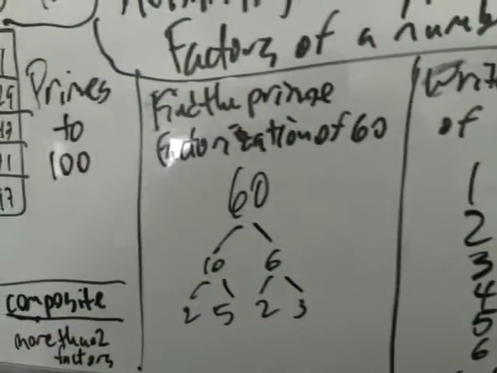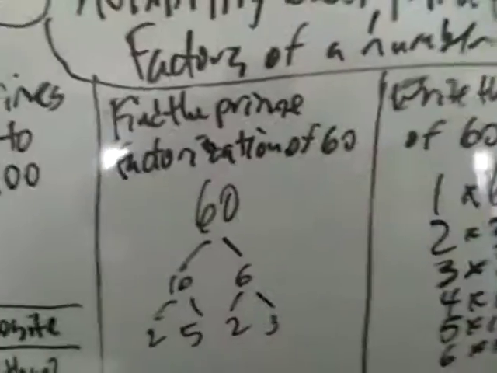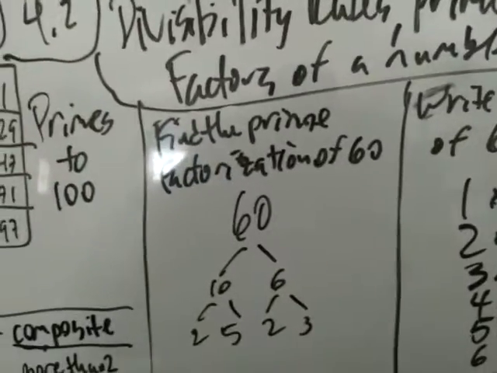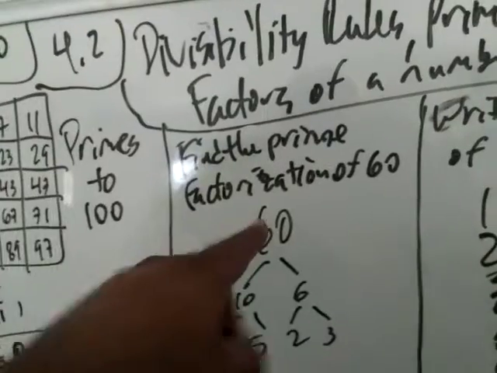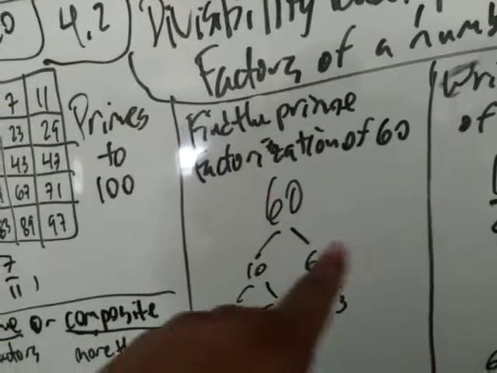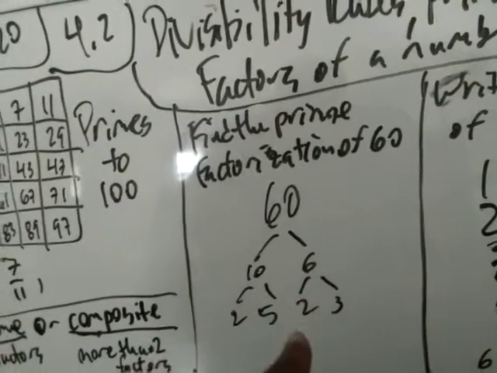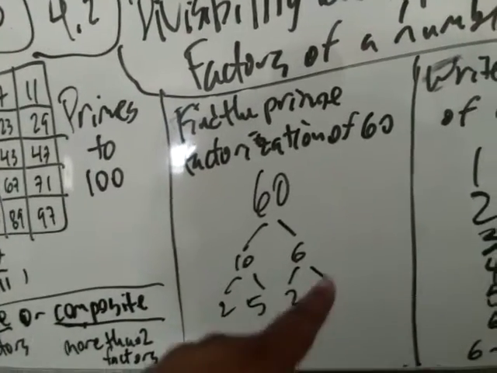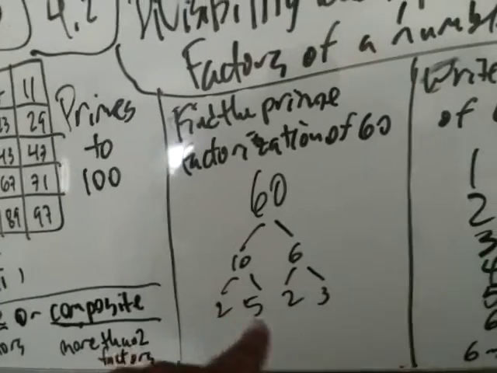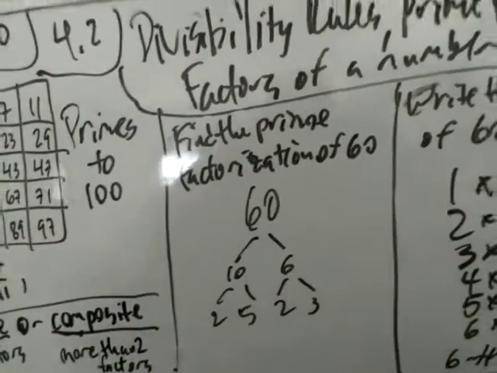But what about prime factorization? That means you have to break up the number like so. 60 is what times what? 10 times 6. 6 tens give you 60. But then 10 breaks up into 2 times 5, and 6 breaks up into 2 times 3. So this is your prime factorization answer right here: the 2 times the 5 times the 2 times the 3. And that's your answer. Prime factorized.